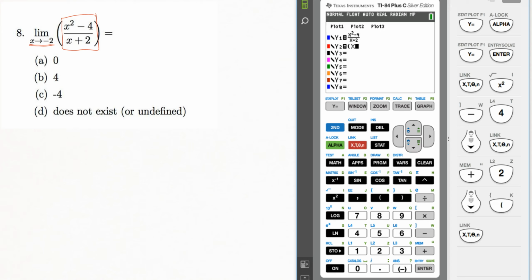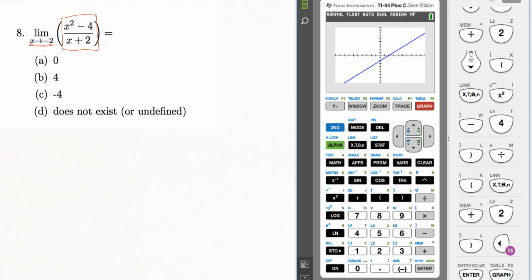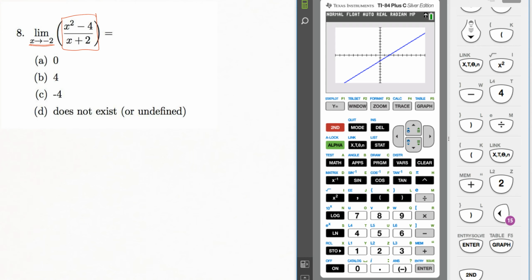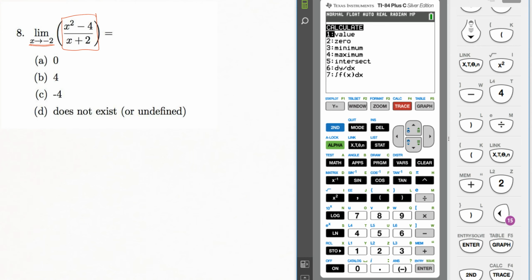I'm going to turn that graph off so we don't graph two of them, and we'll just graph the one. So from here, we're just going to hit graph. And what we're going to try first is the calc value button. We're going to go second and then calc, and then we want number 1, value. The x value that we're going to type in is the x value that we're headed towards. In this situation, x approaches negative 2, so I type in negative 2 and hit enter.